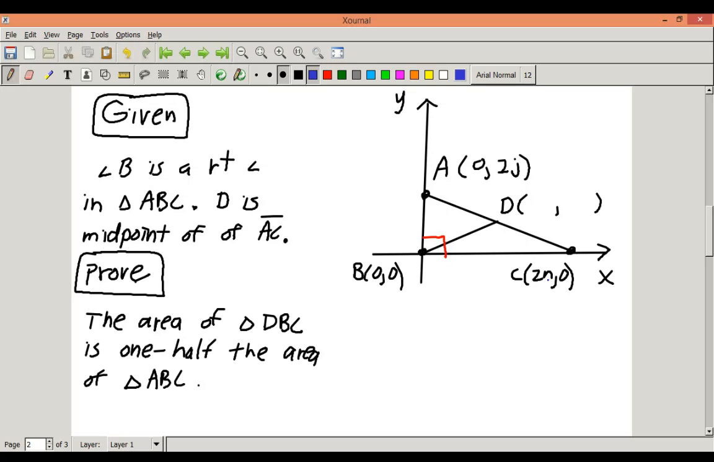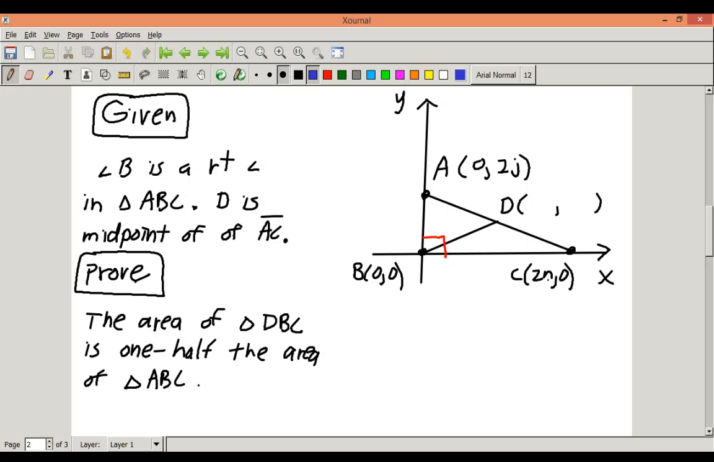So you're given a diagram, and you've got a triangle there in the first quadrant. So angle B is a right angle. That's noted there with the red ink. And so you have a right triangle there, triangle ABC. You're also given, just as in the previous example, that point D is a midpoint of segment AC.